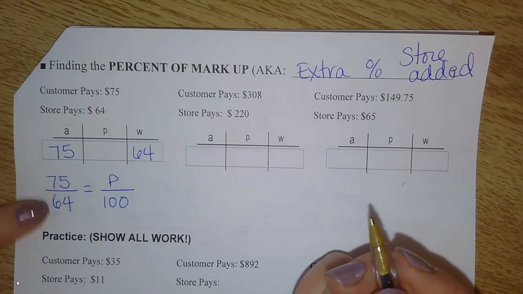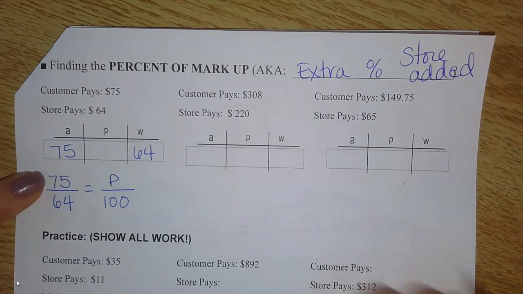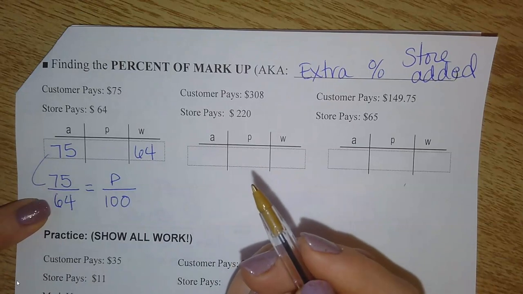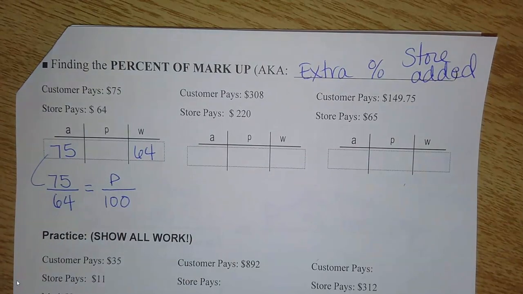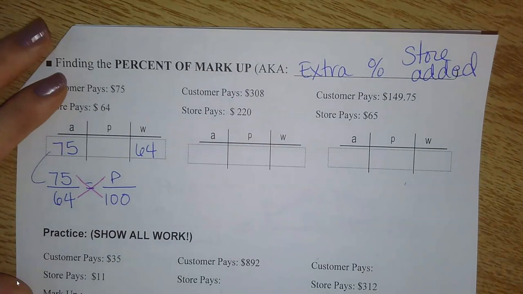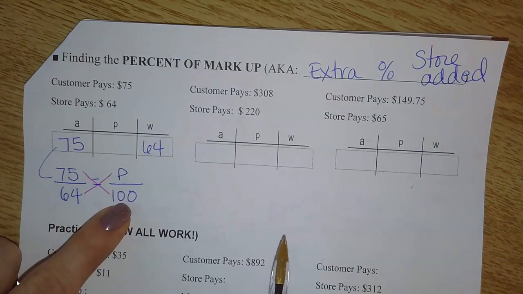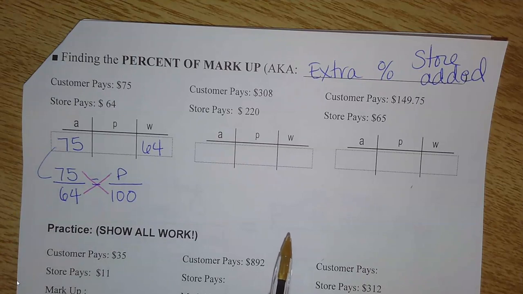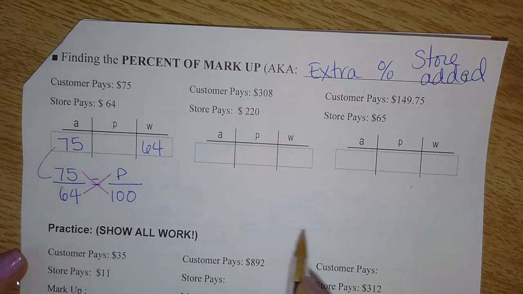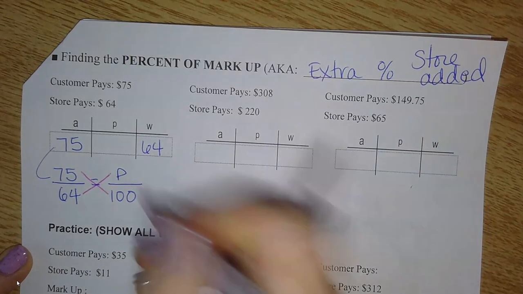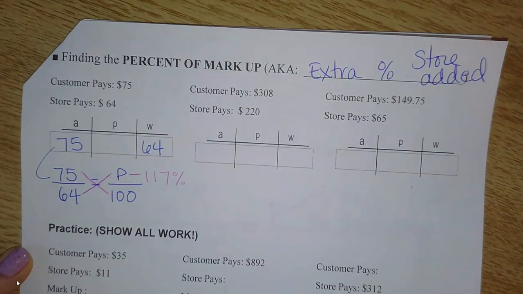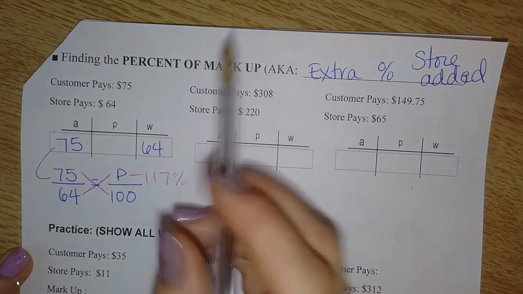Okay, a lot of people want to mix these up because we're used to putting the smaller number on top, but customer pays more, store pays less, solve for P. So, cross multiply, 75 times 100, divide that by 64. I get, let's see, I get that this P is 117%.